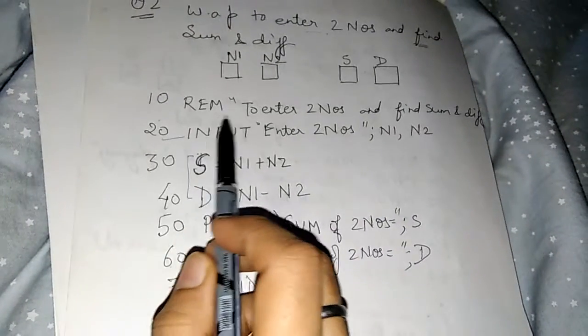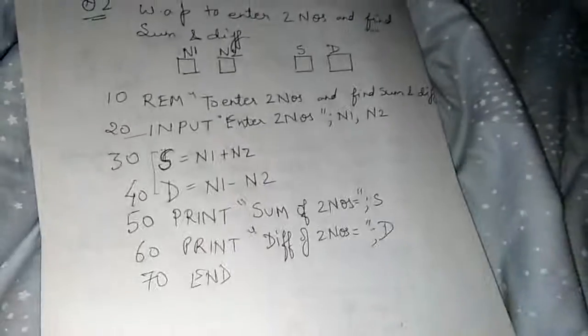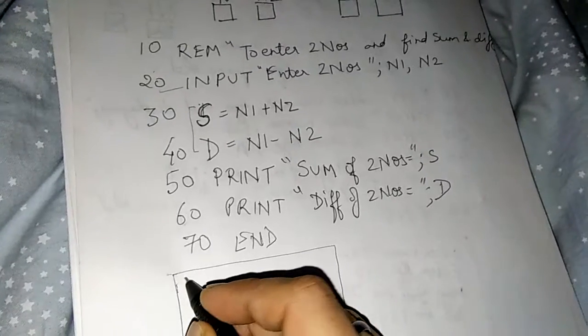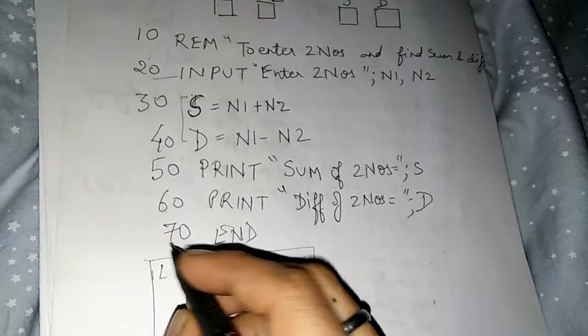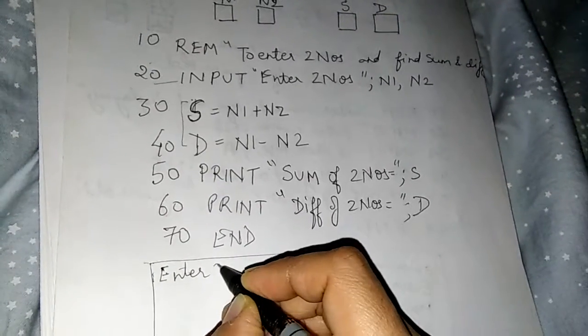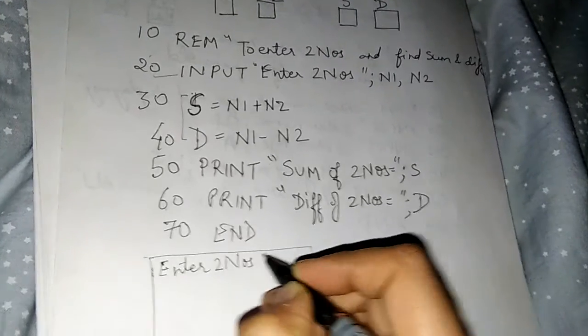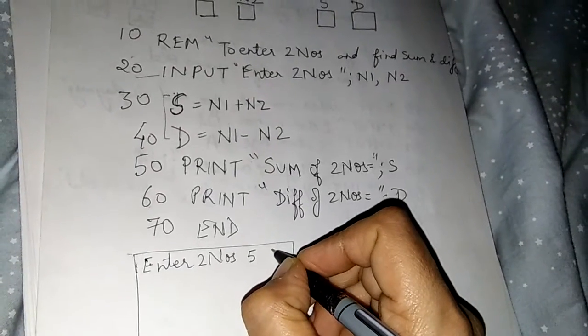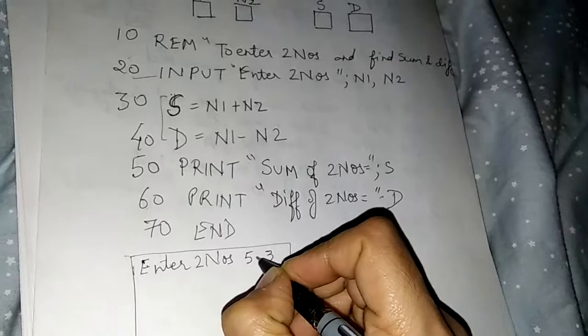Okay. Now what will be the result of this? After executing this program, the first statement is non-executable. Rem statement will not be executed. This is the output box. You can make a bigger output box if you want. Now how the program will run: first of all, it will ask for two numbers. Suppose I have given 5, then with the space bar I have given 3.